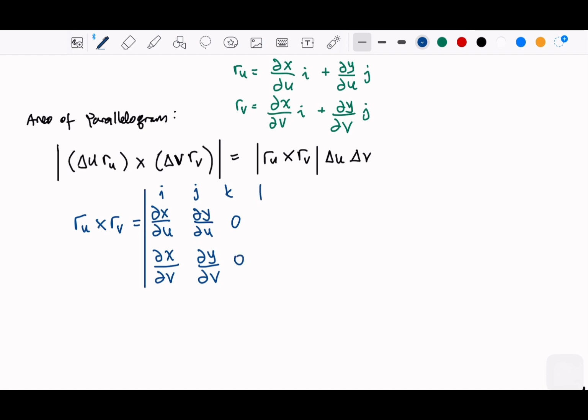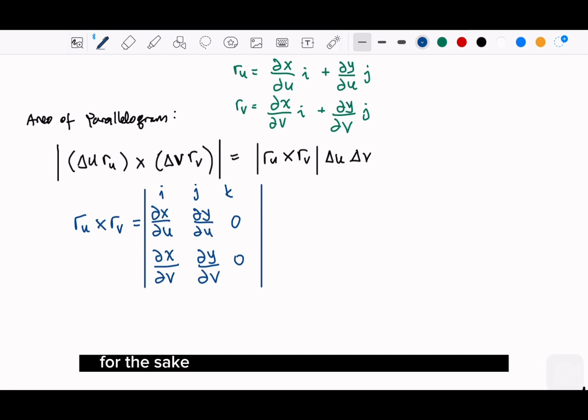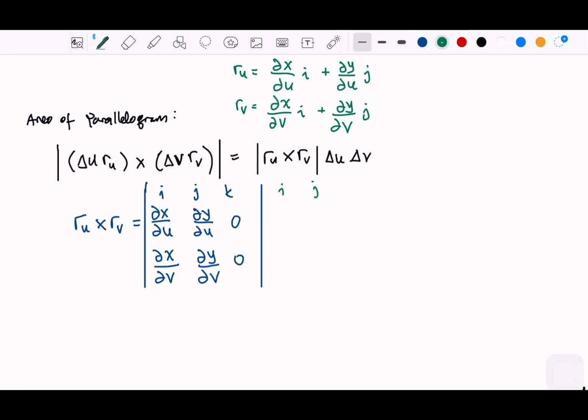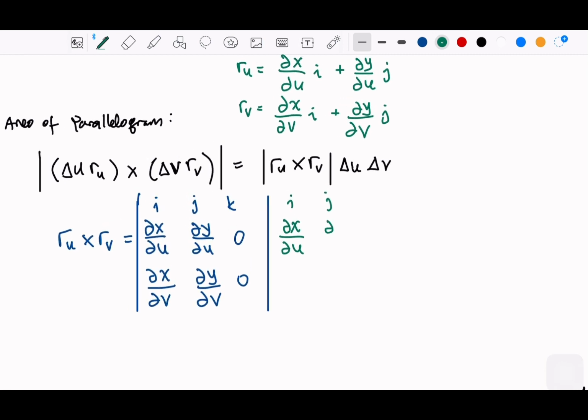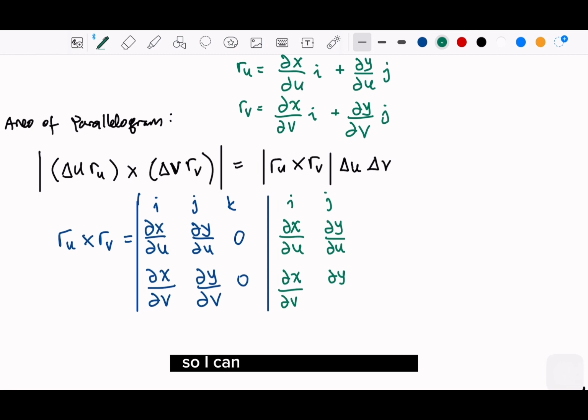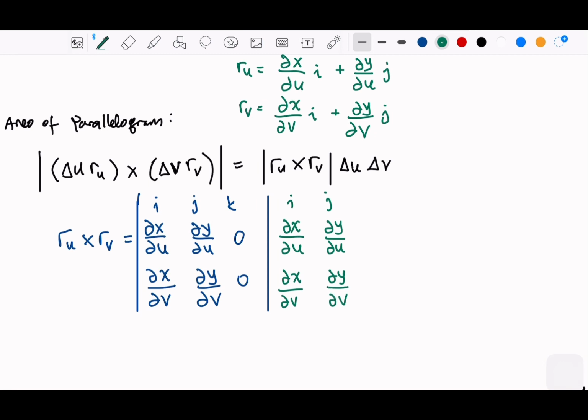For the sake of computation, I will just write again. It depends on you which way you prefer. Usually I write like this so I can get the result directly.